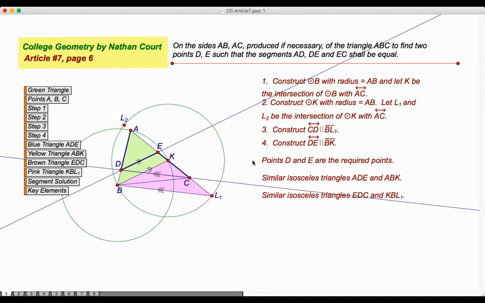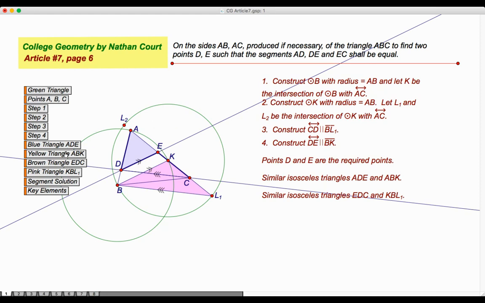And you notice that we have many similar triangles here, okay? The blue triangle is this one, okay? So the blue triangle is similar to the yellow triangle. Keep in mind that the yellow triangle is an isosceles triangle, and therefore the blue triangle is also an isosceles triangle that makes AD equal to DE. That's exactly what we want, AD equal to DE.